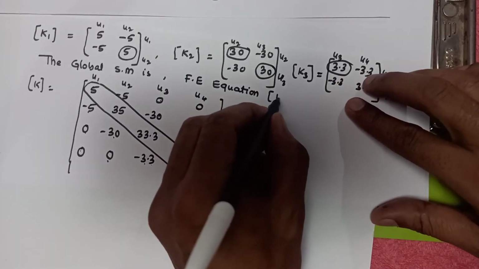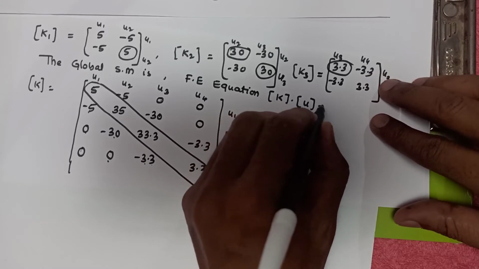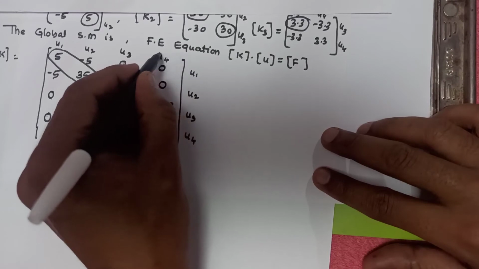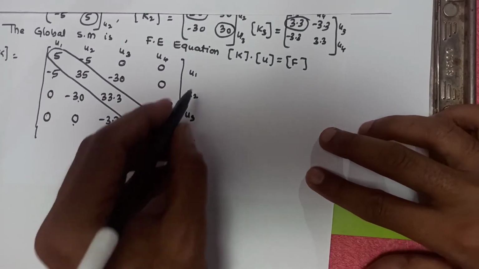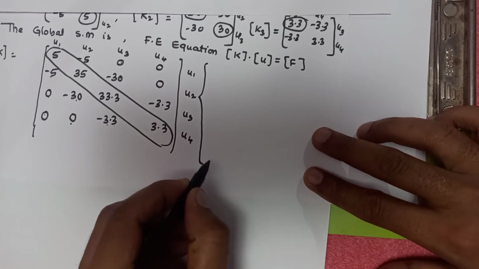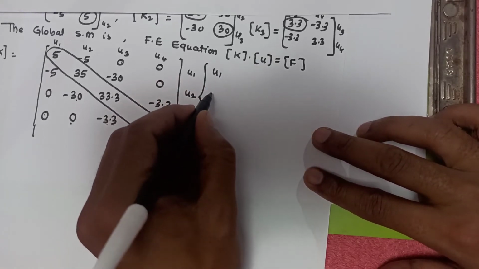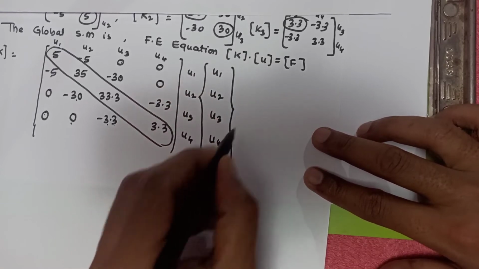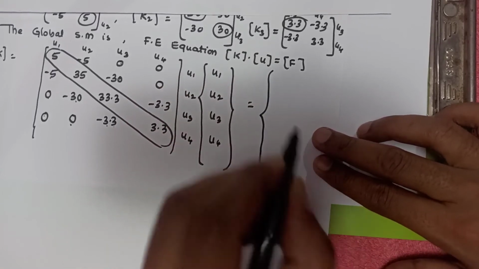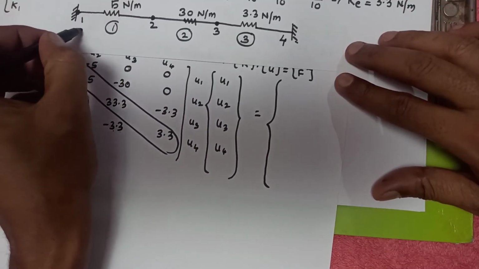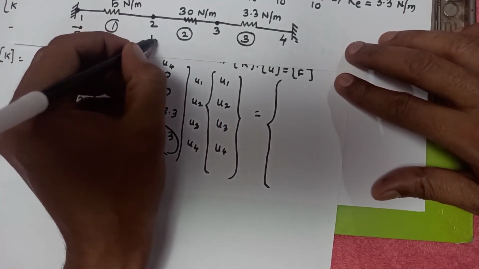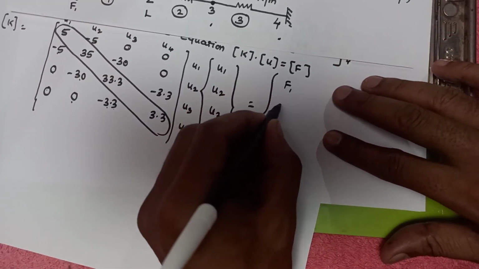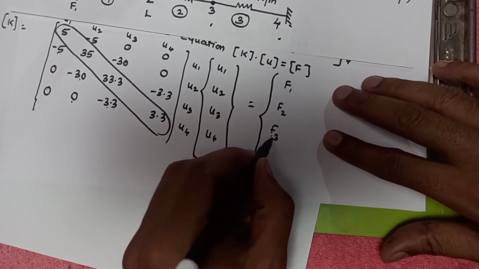Okay, what is that? K U is equal to F. This is the equation. You have already written the K, the global stiffness matrix, and now I will write the U value, that is the displacement vector U1, U2, U3, U4, is equal to the force vector. What is the force vector? At each node there will be forces, that is F1, F2, F3, F4.